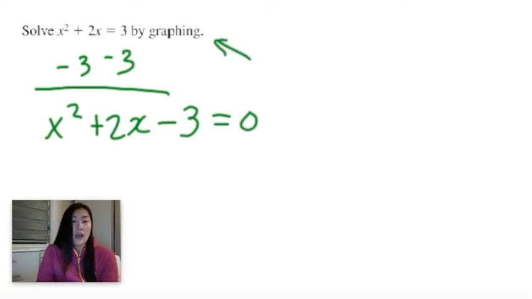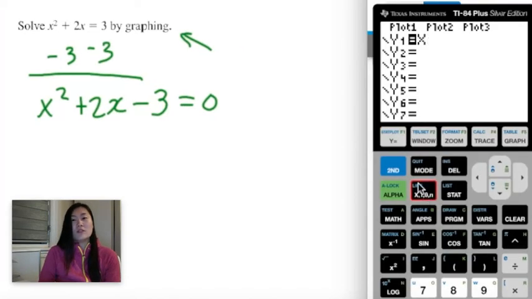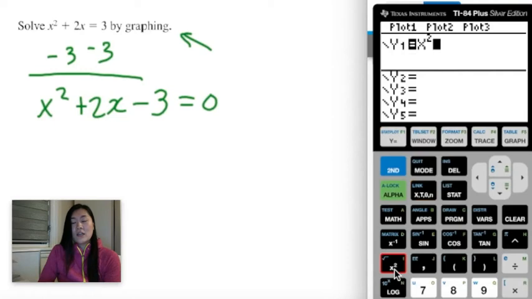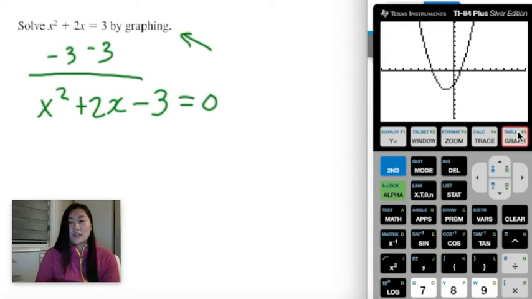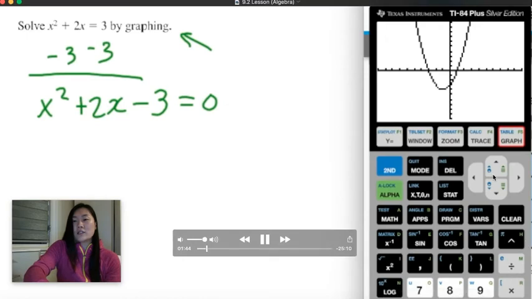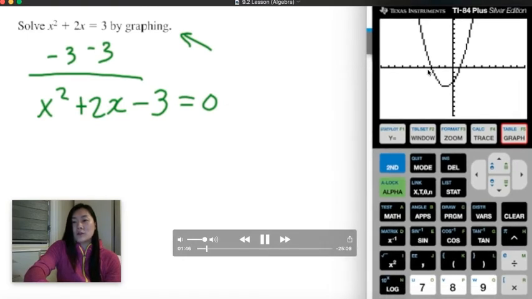Then we're going to graph it. And yes, we can solve it just algebraically, but the whole point of this lesson is to use a calculator and graph it. So we turn on our calculators, go to y equals on top, plug in the equation, so x squared plus 2x minus 3. Then we're going to hit graph. And that's a nice parabola we see. And I see that we have 2 x-intercepts right here, one on the left and one on the right.